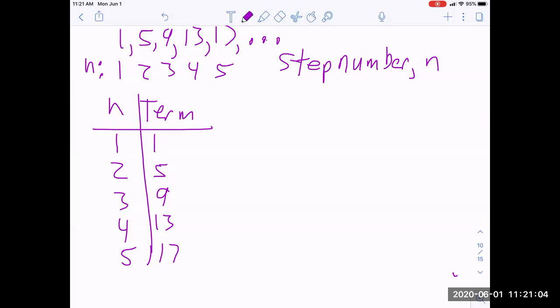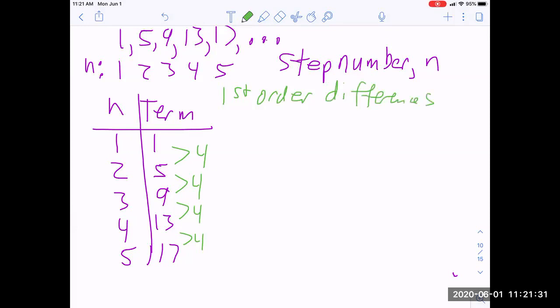Okay, I'm going to change colors. Now, I do this. My thinking is now organized a little better. And I see that my first order differences are all 4. So first order differences, they are constant, because each one is 4.